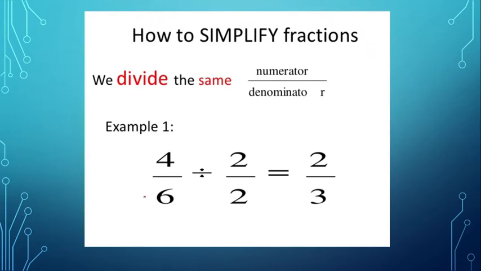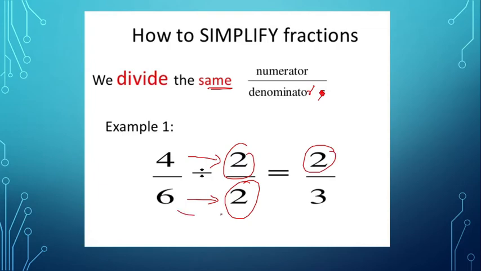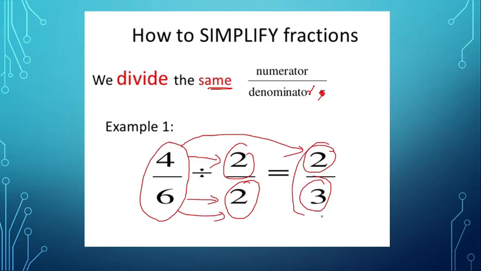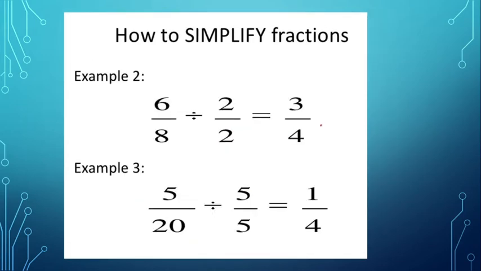Now how to simplify a fraction? We have to divide the numerator and the denominator by the same number. Okay. So for example 1, 4 by 6. In order to simplify 4 by 6, I have to divide both by 2. So I have to use the same number in the numerator and denominator. So 4 by 2 is equal to 2 and 6 by 2 I get 3. So the simplest form of 4 by 6 is 2 by 3. I hope you have understood well. If you don't get this concept, you have to rewatch this video.